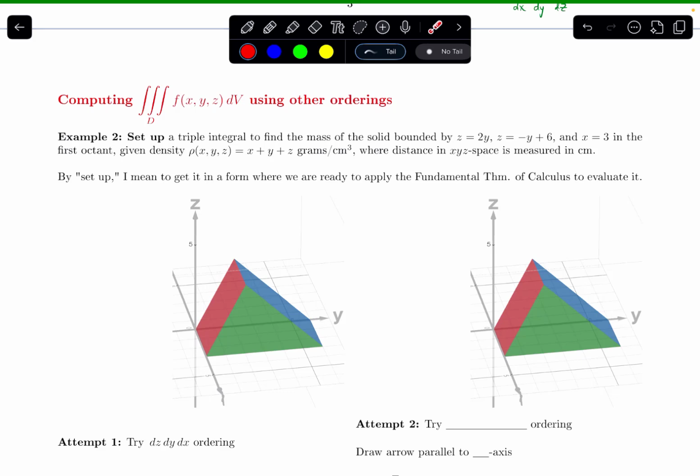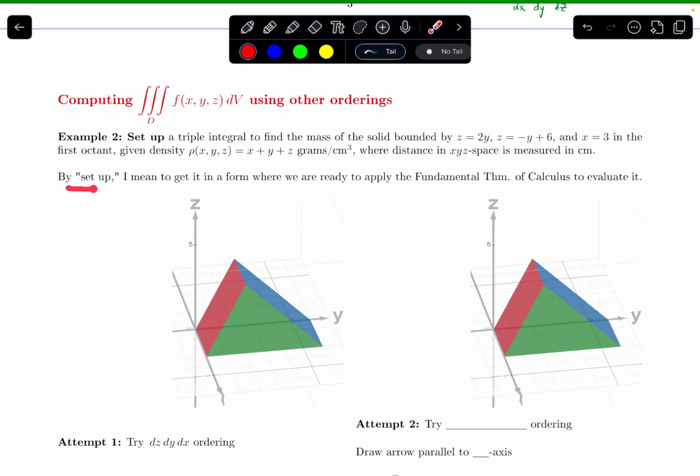In this video, we are going to talk about how to determine what's the best order of integration for triple integrals. So let's look at an example. I want to set up a triple integral to find the mass of the solid bounded by z equals 2y, z equals negative y plus 6, and x equals 3 in the first octant, given this formula for the density function in grams per centimeter cubed, where distance in xyz space is measured in centimeters.